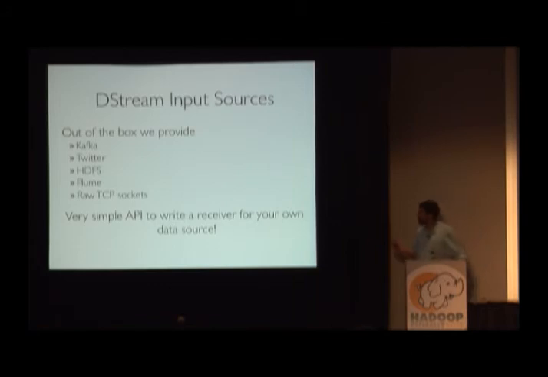Out of the box, we provide creating DStreams out of Kafka, Twitter, HDFS, Flume, and even raw TCP sockets if you want to write your own input source. It's a very simple API to write your own input source from any input source. For example, people have tried sending raw bytes over UDP and things like that. It's very simple to implement that.